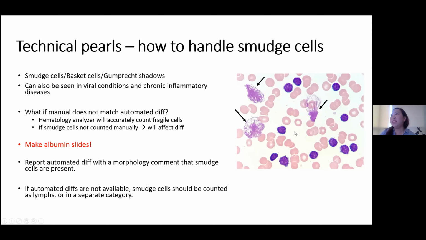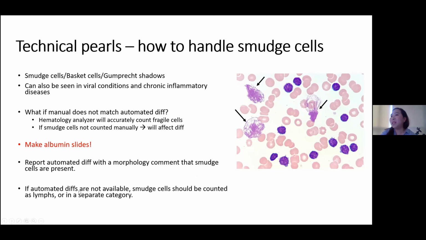And how to address that? We have to make an albumin slide. So albumin preparation will help preserve the morphology of these lymphocytes, so they actually will look intact. And so you can do your manual diff on your albumin preparation. And you can also report your diff using the automated diff instead of your manual diff.